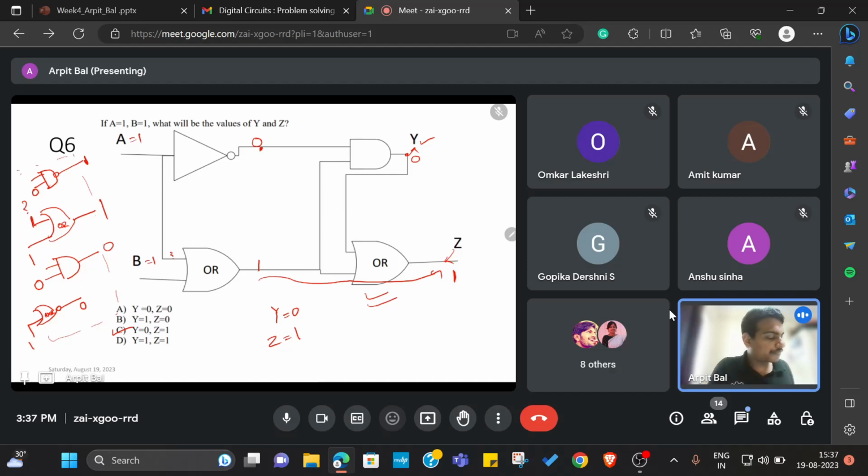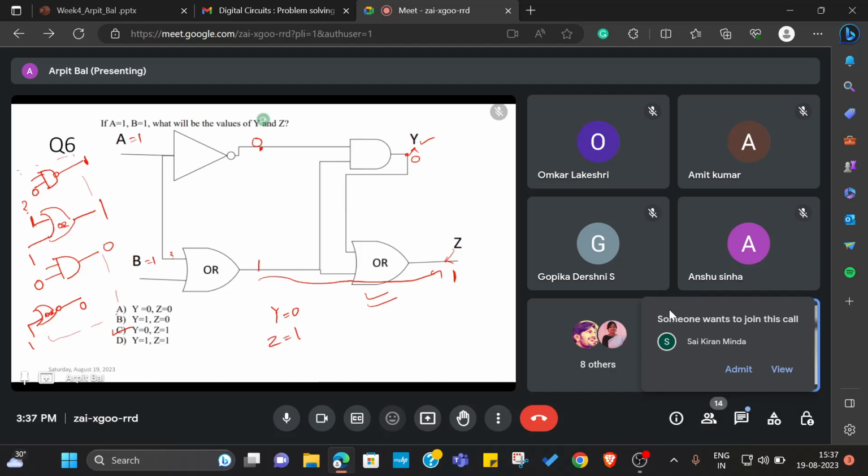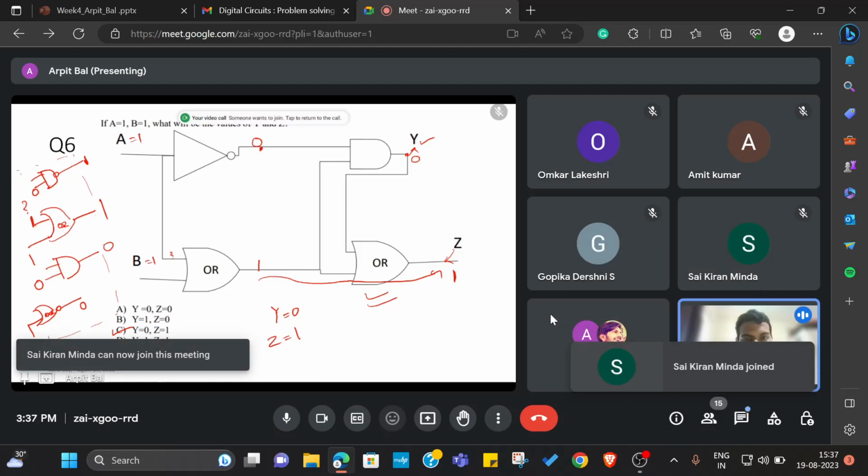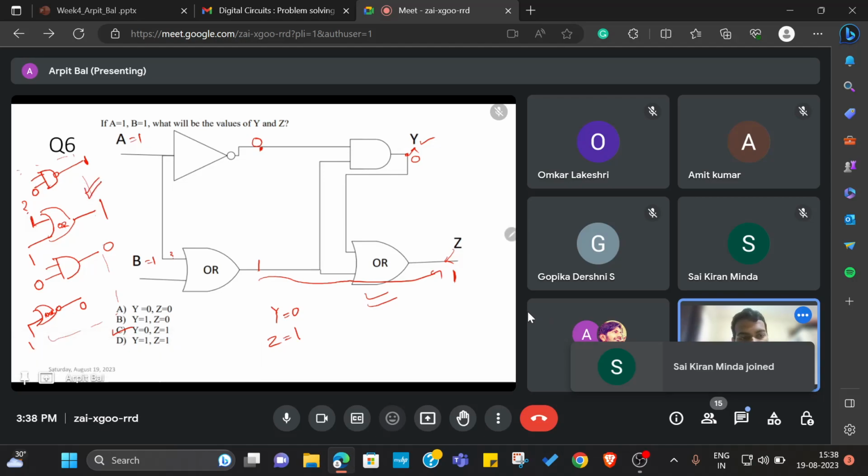So okay, moving on to the next question. Is this question clear, and the method we used to solve this? I hope you will remember that if any one value is given for these circuits, then without looking at the other input, you can tell me directly what the output is going to be, right? Okay.